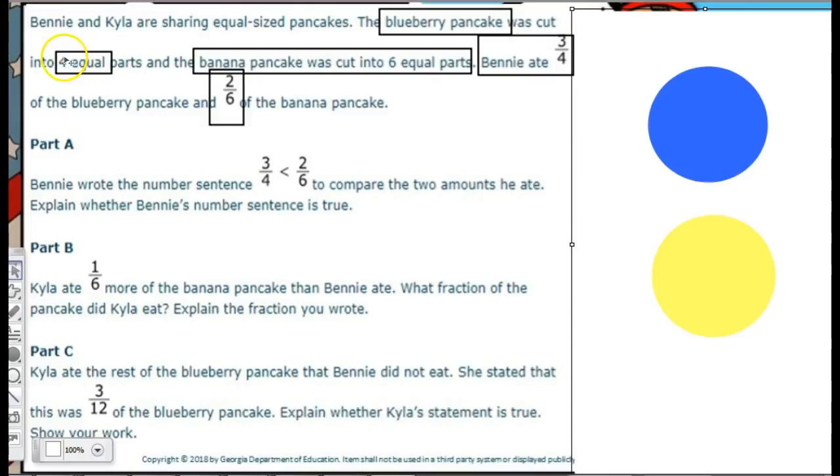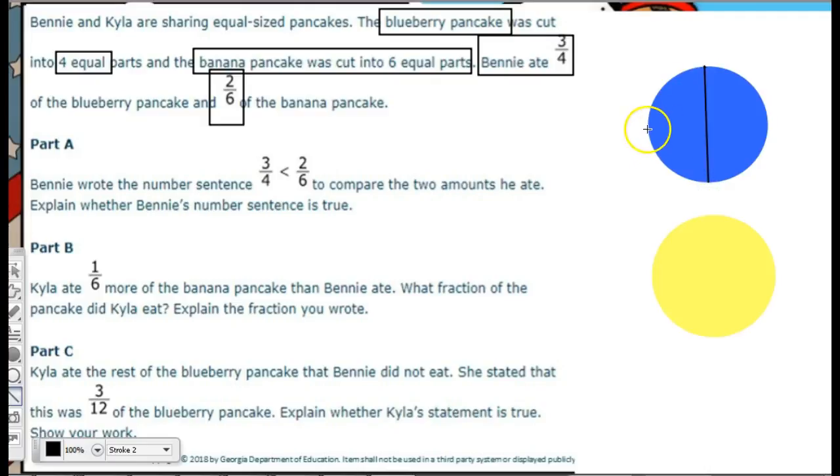Now the blueberry pancake is 4 equal parts, so I'm going to add my line here. I need to make 4 equal parts. If I draw a line this way, I get 2 equal parts. If I draw the line this way, I get 4 equal parts. So that's my blueberry pancake, and he ate 3/4 of that pancake. So I'm just going to color in 3 of these. 1, 2, 3.